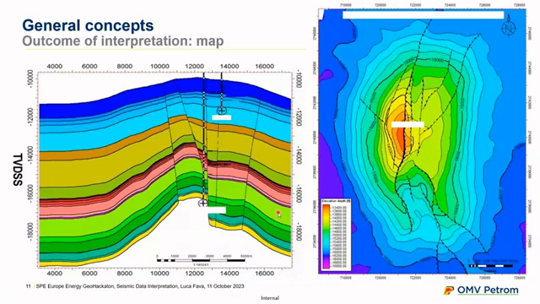Good. So the general outcome of an interpretation is to build an image of the subsurface. So we need to build a map, as you can see on the right, a map of one of those interfaces, possibly also more than one map. Here you can see a beautiful example of a structural framework.